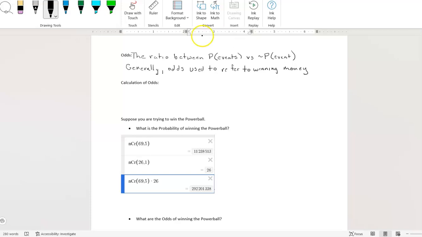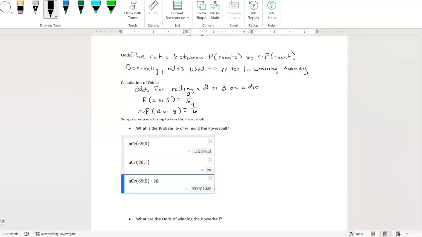So let's say we want to calculate the odds for rolling a 2 or 3 on a die. First of all, we need to know the probability of rolling the 2 or the 3. We said that that's 2 out of 6. And we also need to know the probability of not rolling a 2 or a 3. That would mean rolling everything else, so that would be 4 out of 6.